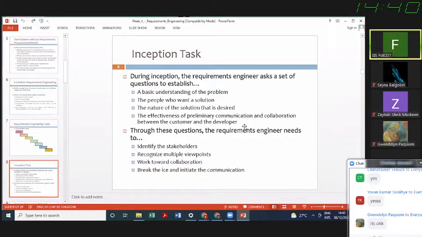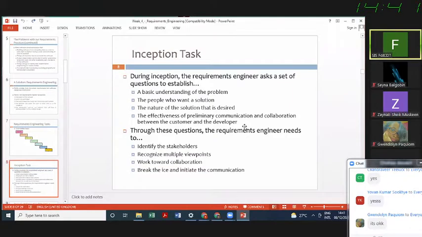So during inception, the requirements engineer asks a set of questions to establish. If you are the requirements engineer and you are with the client, you have to ask a number of questions. For example, we have to get a basic understanding of the problem. Very important, because like I mentioned, no two systems are going to be the same. Each of the systems that you would be developing would be different. So you really need to sit down with the client and understand what he or she would want. So, a basic understanding of the problem.